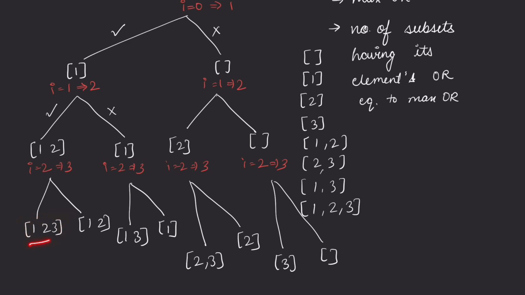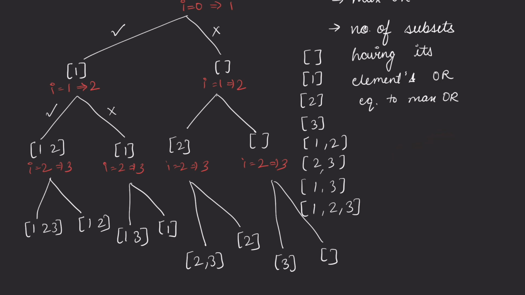So I will have all the ORs of all these subsets here, and I can simply check that whenever I have traversed all the array elements, just compare the current OR with the maximum OR. If both of them are the same, then count this subset, otherwise do not count it. Then at the end, whatever your count is, that is your answer.